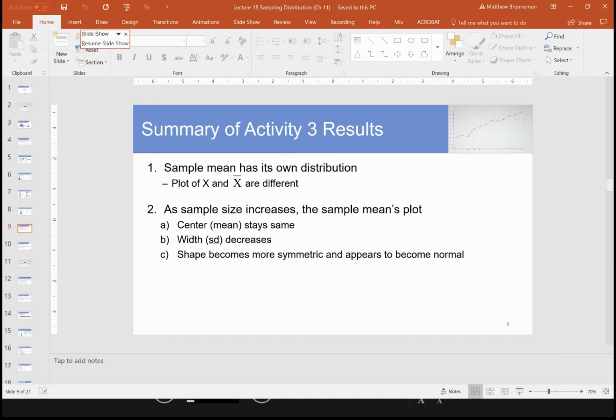But here's the four main takeaways from activity three. First of all, the plot of the variable and the sample mean are not the same. They don't have the same distribution. That's really important. Secondly, as the sample size increases, we see a couple of things with the sample means plot. First of all, we see that the center doesn't change. All that's changing is the width is decreasing. And the distribution's also changing, right? It's becoming more and more normal. So these are really important facts. So any questions about that part of activity three? Everyone was pretty good? Okay.